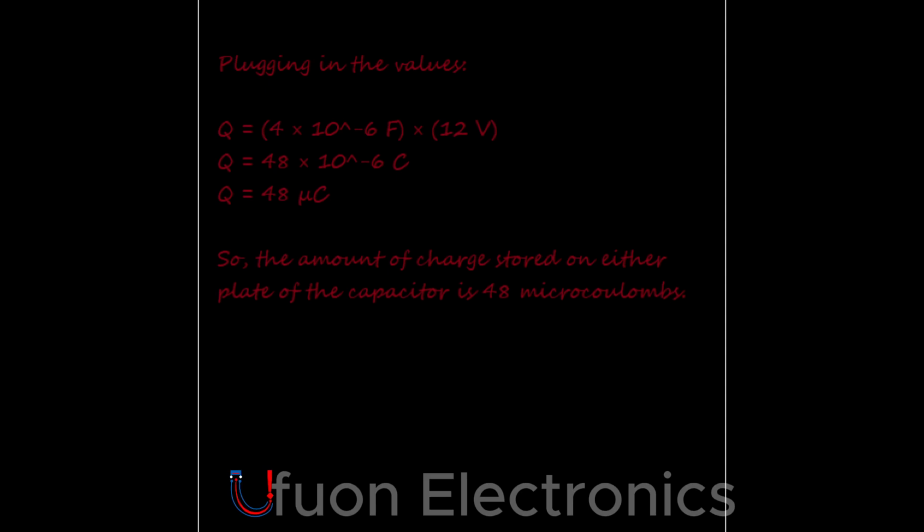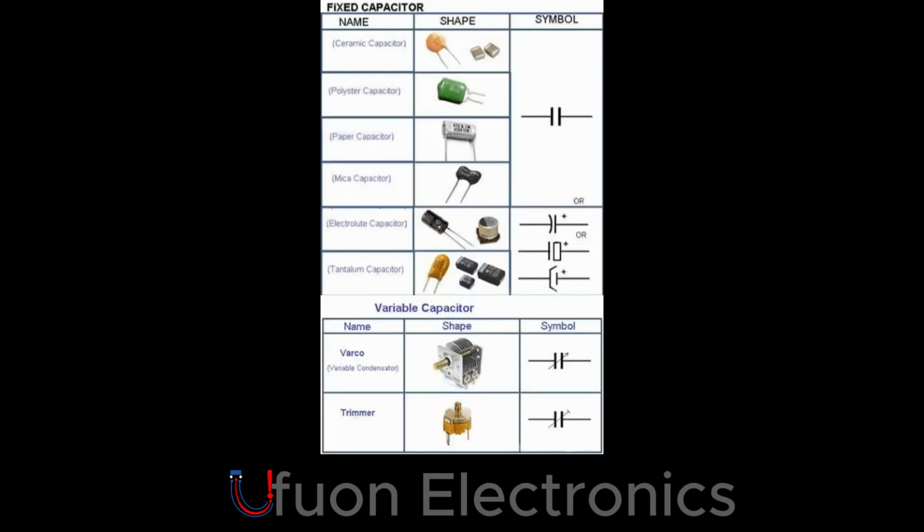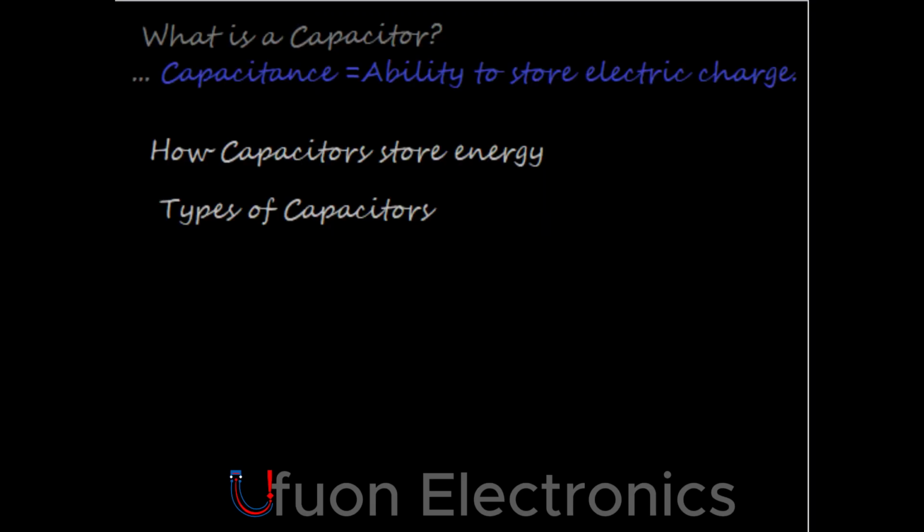Now, there are several types of capacitors, each with its own characteristics and applications. Let's take a look at a few common types. First, we have the ceramic capacitors, the electrolytic capacitors, and then the film capacitors.